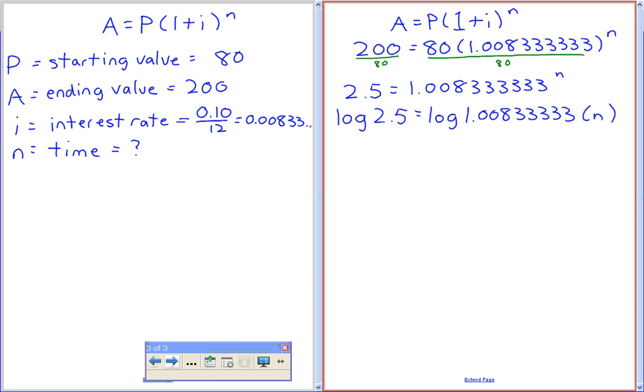So then to get n by itself, exactly what Alex said, he skipped a step. So n is just going to be log 2.5 over log 1.008333. What do you technically have for that, Alex? 110.41.